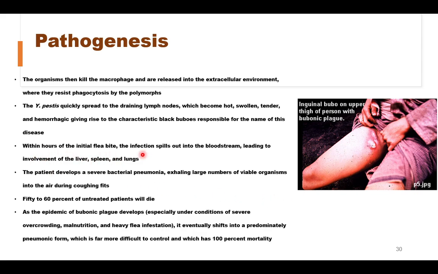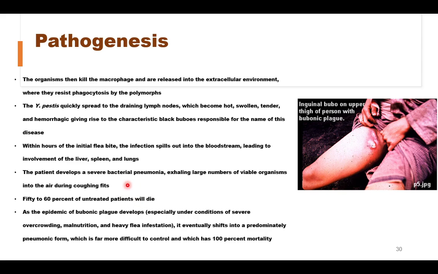Now, within hours of the initial flea bite, infection can spill into the bloodstream. So you can have a septicemic presentation where you have the organism present in the bloodstream, and when they are not just innocently present, they can trigger dysregulated clotting, DIC. Okay, so you can have disseminated intravascular coagulation. You can have them being unduly susceptible to bleeding. You can have necrosis of organs that are supplied by vessels that are affected.